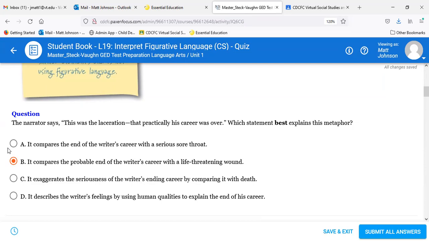So here, what it's saying is that it's comparing the end of the writer's career with a life-threatening wound. It really hurts him. This is something that he's dealing with.